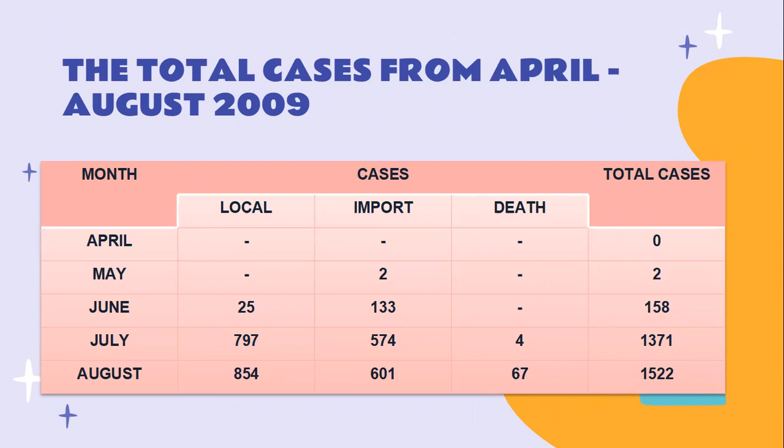As we see, in the month of April, no cases were reported, and continuing to May, one imported case was recorded, and from June, the cases significantly increased until August, and it became a pandemic.